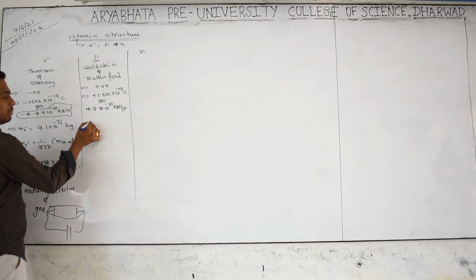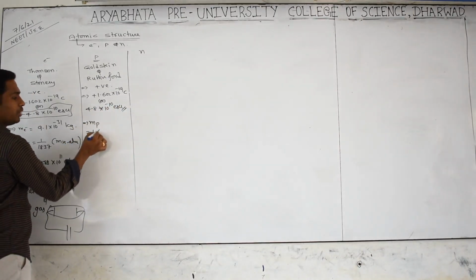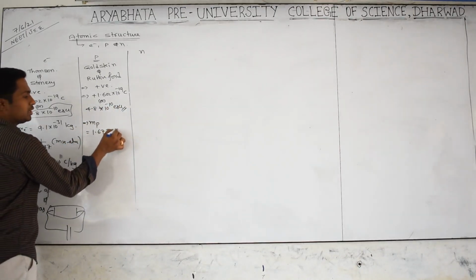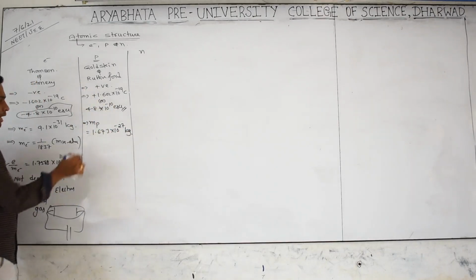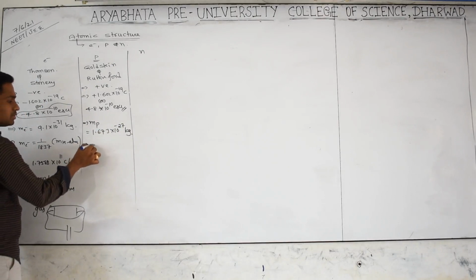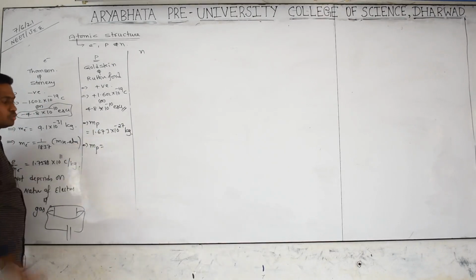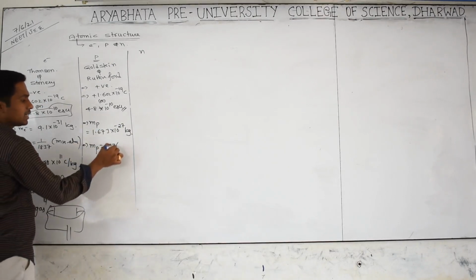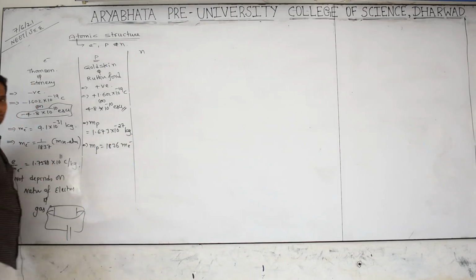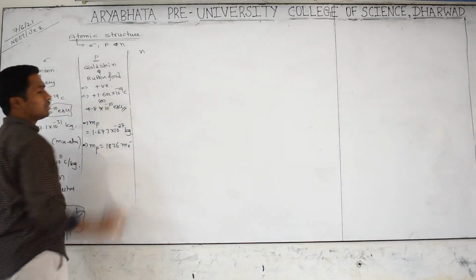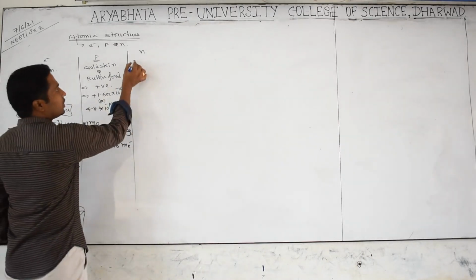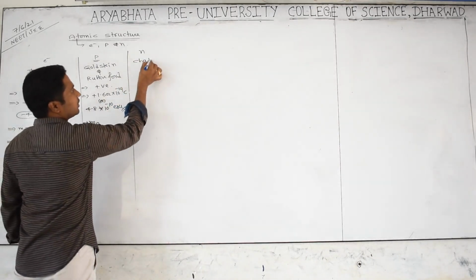The mass of the proton is 1.673 into 10 to the power of minus 27 kg. The mass of the proton is equal to 1836 times the mass of the electron. And we go for some other things, which is the neutron. Who discovered the neutron? Chadwick. Yes, very important things.